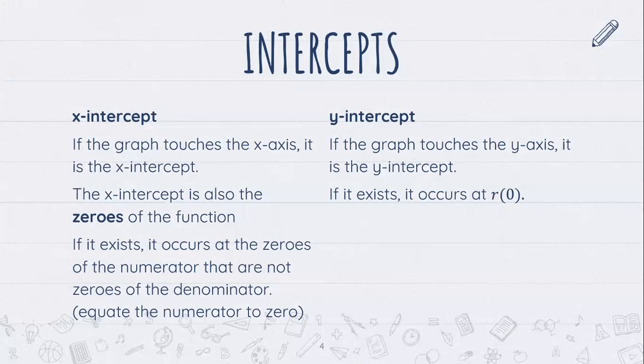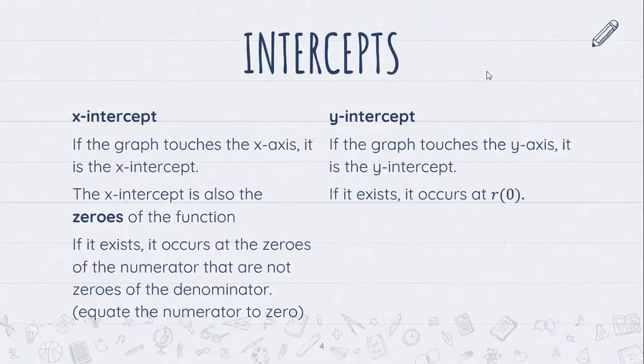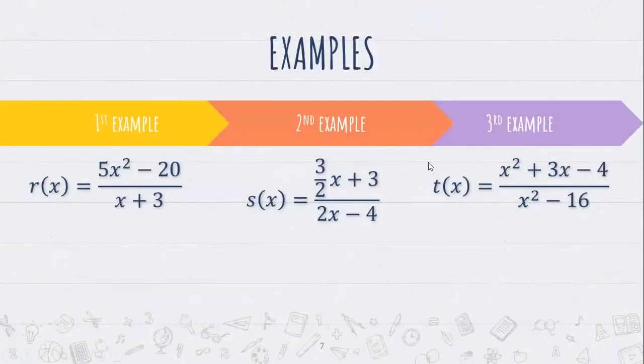Okay, so next po is the y-intercept naman. So if the graph touches the y-axis, it is the y-intercept. So how do we get y-intercept given that we have our function? If y-intercept is present or exists, it occurs at r of 0. Basically, we will just substitute 0 in the given function. Okay? Ayan. Ay, sorry. Sorry. Ayan.